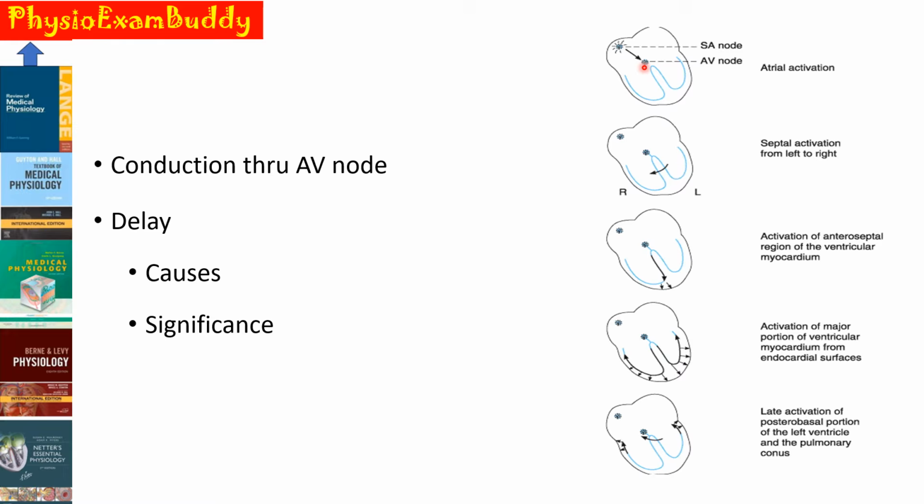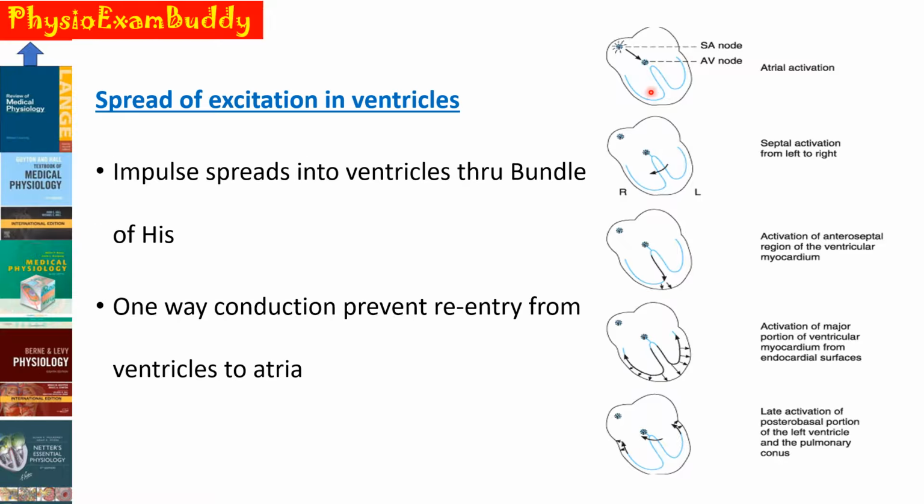Then the conduction through the AV node. I have already mentioned what the AV nodal delay is, and its causes and significance. So please refer to the initial part of this video for the causes and significance of the AV nodal delay. Next, about the spread of the excitation through the ventricles.